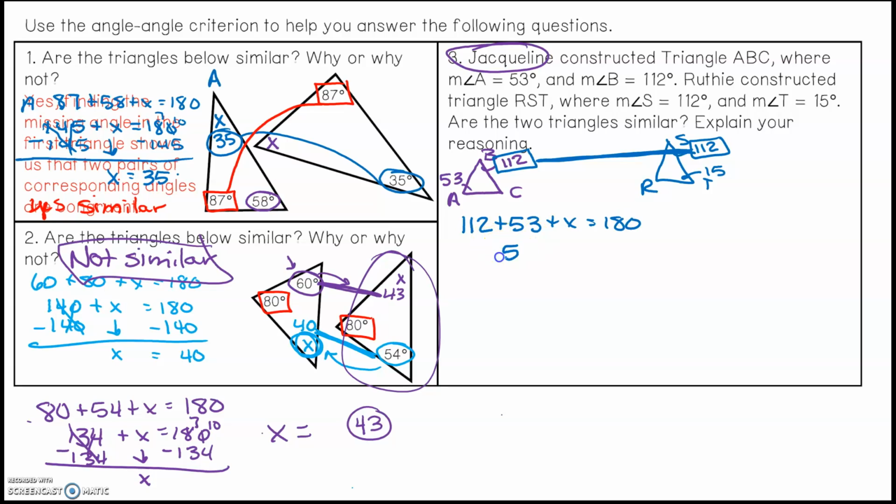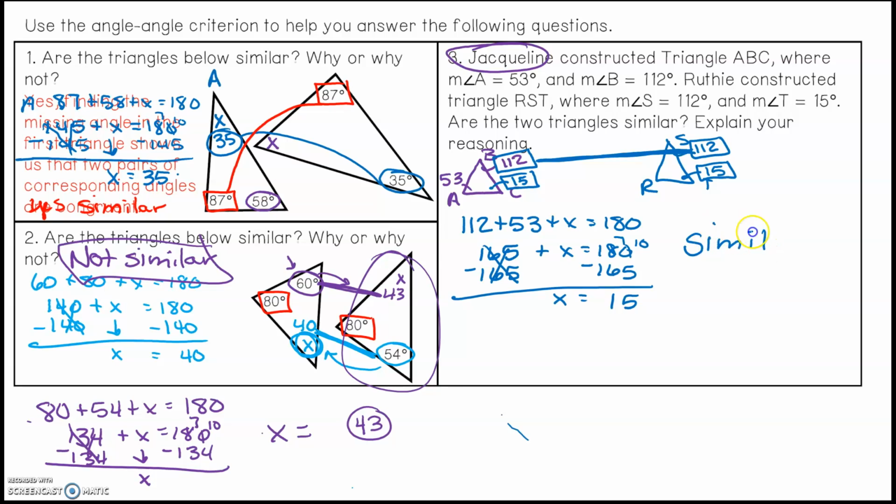Add them up, plus the x equals 180. Subtract the 165 from both sides of the equal sign. This goes away. So this missing angle is 15 degrees and it corresponds with T. So there's our second set of corresponding congruent angles. So these are similar. Two sets of corresponding congruent angles.